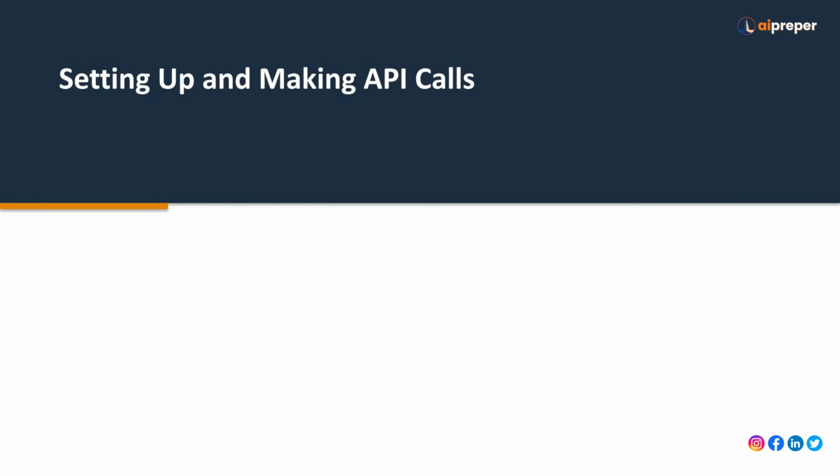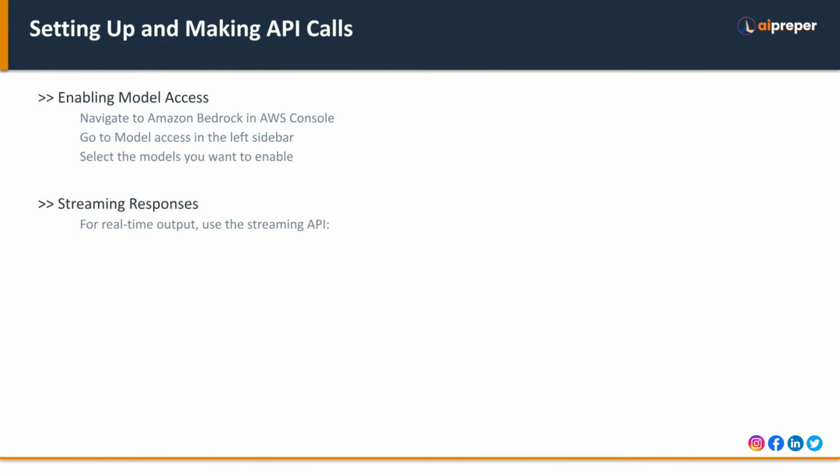Our final module, Module 4, covers setting up and making API calls on the AWS AI platform. To enable model access, navigate to Amazon Bedrock in the AWS console, select Model Access, and choose the models you wish to enable. For real-time output, utilize the Streaming API.